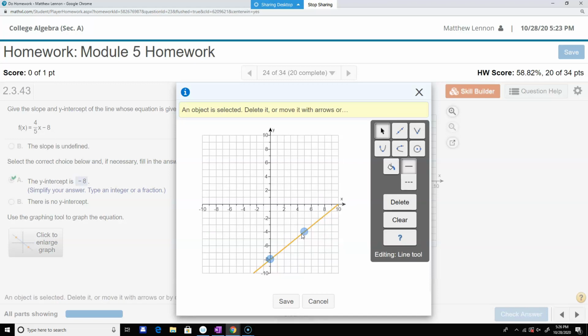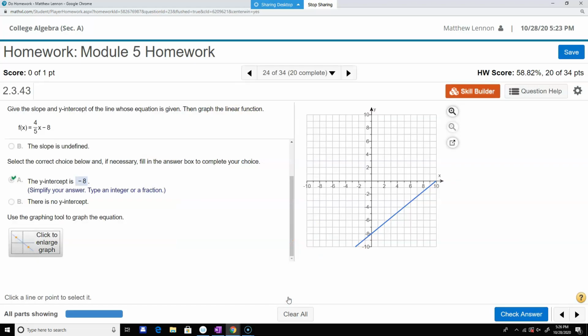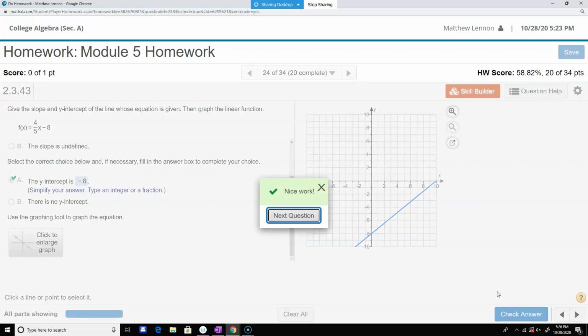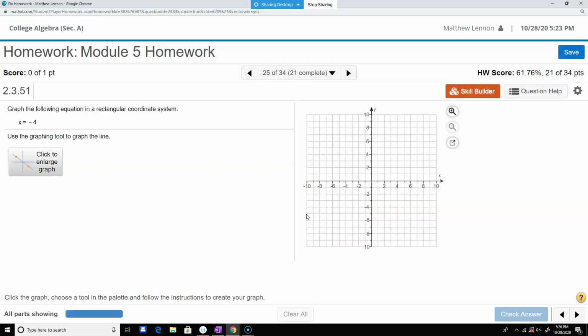And 2 points is enough to draw any line, right? 2 points uniquely defines a line. So we can check that and see that that is the answer. So that's the easiest way to graph the line. You could plug in a bunch of different x values and then find the y values, but you only need 2, so that's the easiest way to do it in my mind.